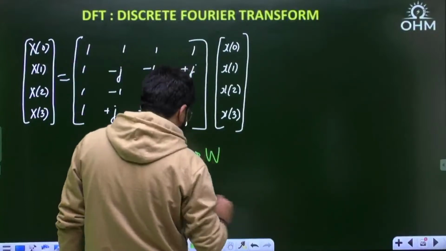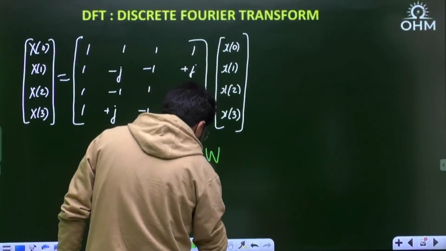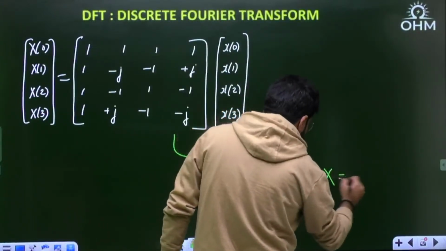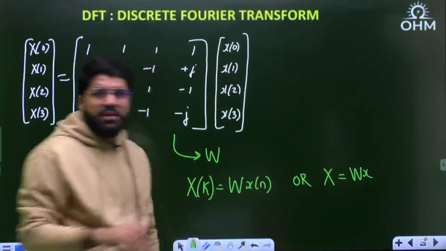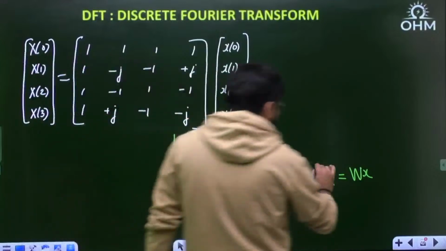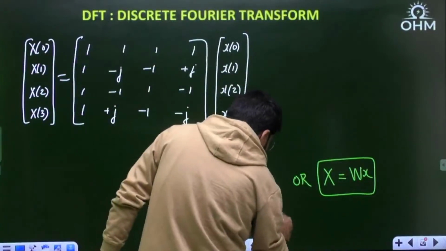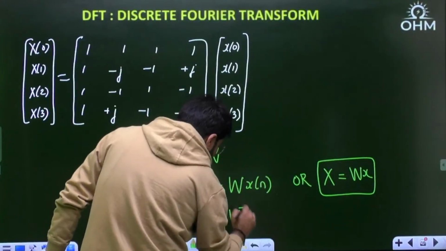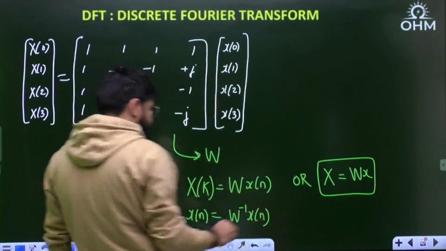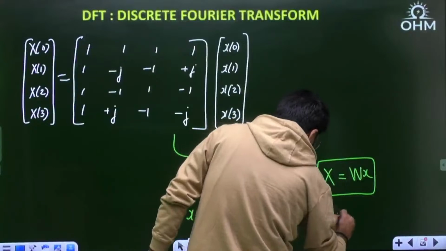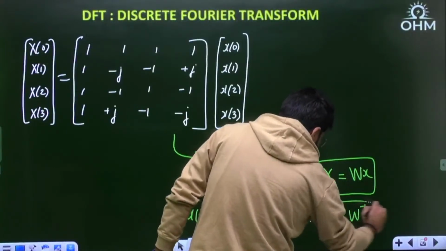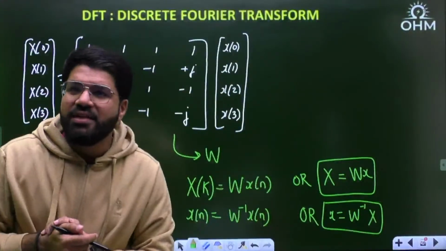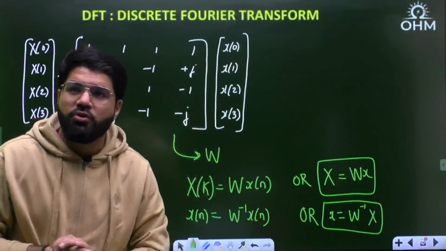We write the DFT X(k) as the W matrix times x(n), or simply capital X, being the DFT, is given by W into x, small x being the time domain signal. So what should be the IDFT? Small x is W inverse multiplied by capital X. That means to calculate the IDFT I need the inverse of the matrix, and the inverse of a 4 cross 4 matrix will take time.